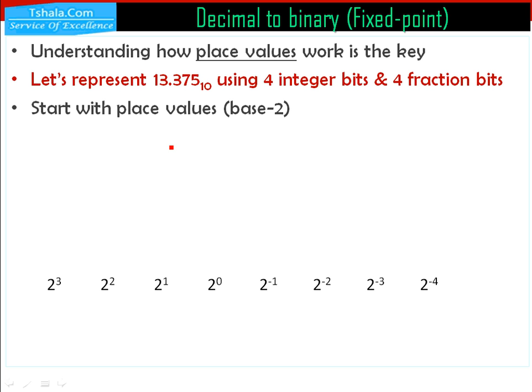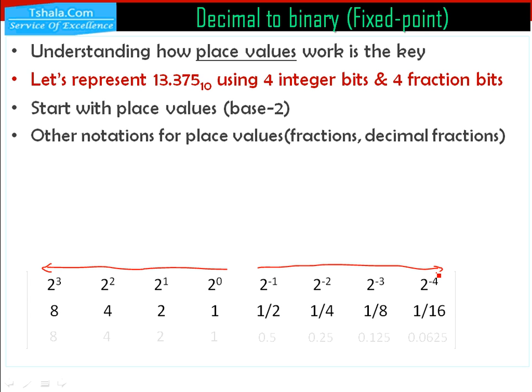We start, as we've done before, with place values. We put in our place values. From that point going left are the place values for the integer bits, so that will make up the integer part. From that point going right are the place values for the fraction bits. The bits there will make the fraction part.